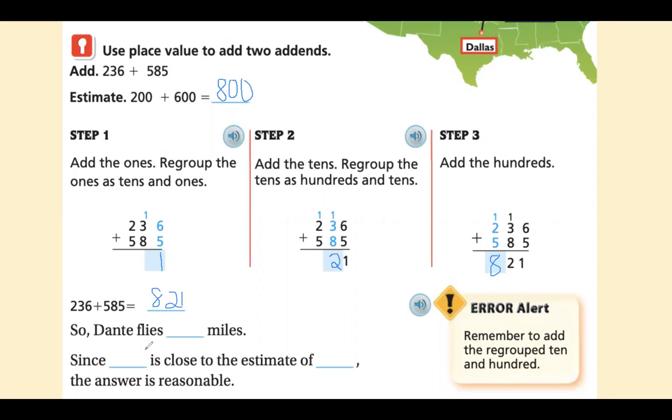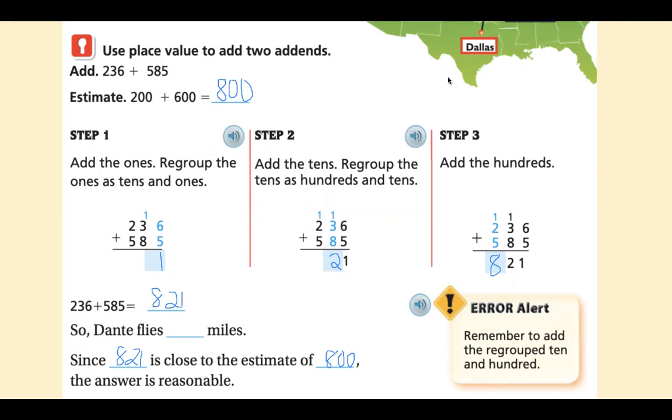So I took out the word problem. So since 821 is close to our first estimate, which was 800, the answer is reasonable. Because isn't 821 super close to 800? Yeah. If we were to round 821 to the nearest 100, it would be 800. So that is a reasonable answer.